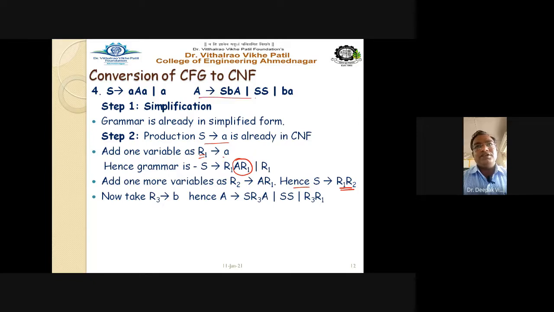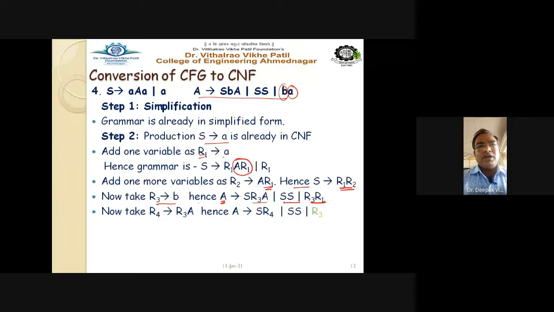Now look at this second part of the grammar, that is A. So here you take R3 as B, so hence the grammar A becomes A gives S R3 A, then SS and R3 R1, because A is nothing but R1 and B is nothing but R3 we are taking, right, and R2 is the value of AR1. So this is in CNF. This SS is in CNF. Now for this again we have to add one more variable R4. So R4 is equal to R3A. So for this R3A we are taking R4. So this A becomes S R4, SS and R3 R1. So the entire grammar, all the rules, are now in CNF.